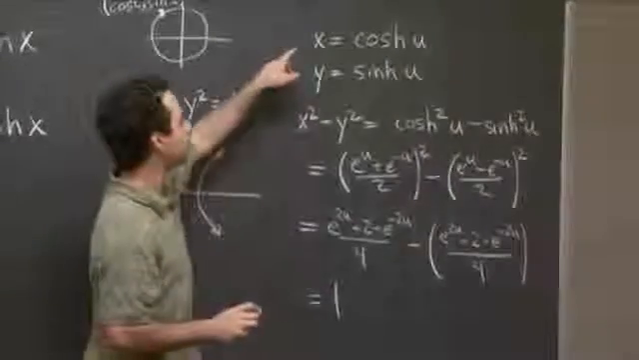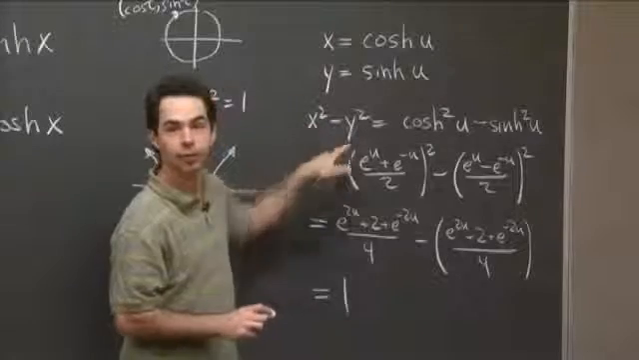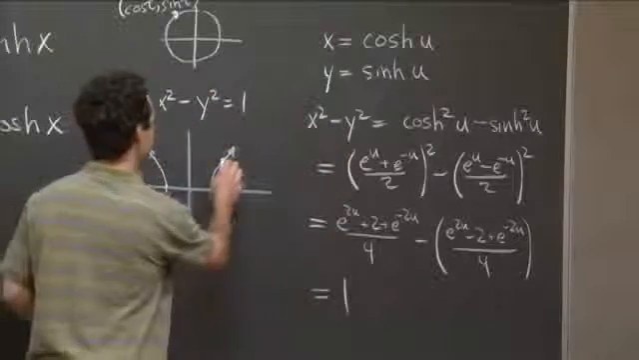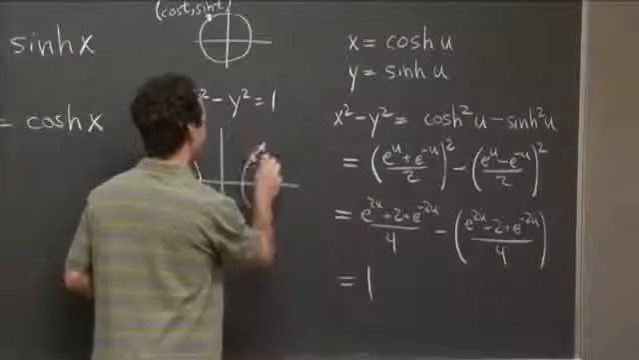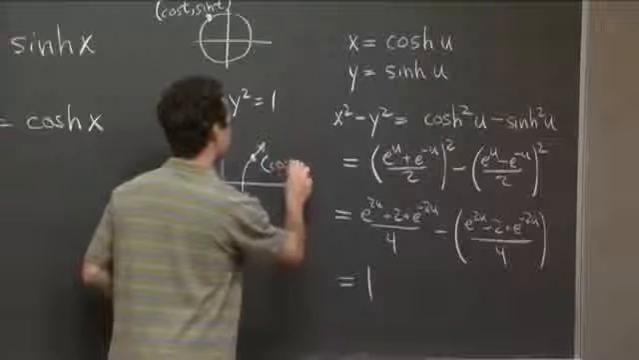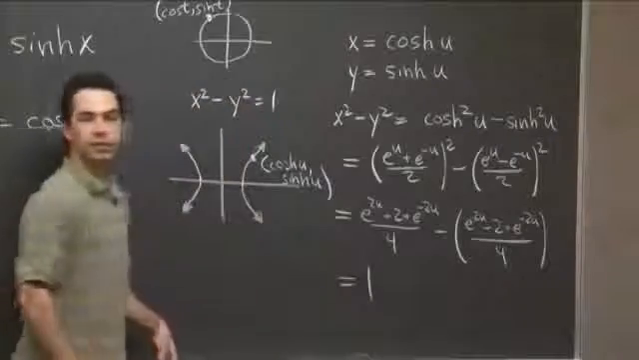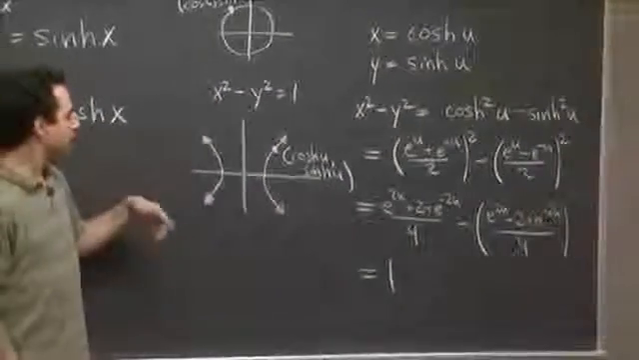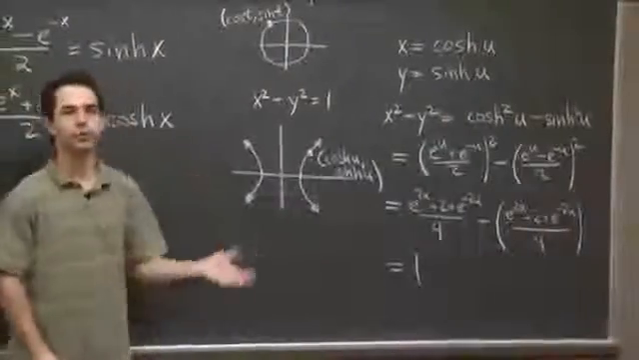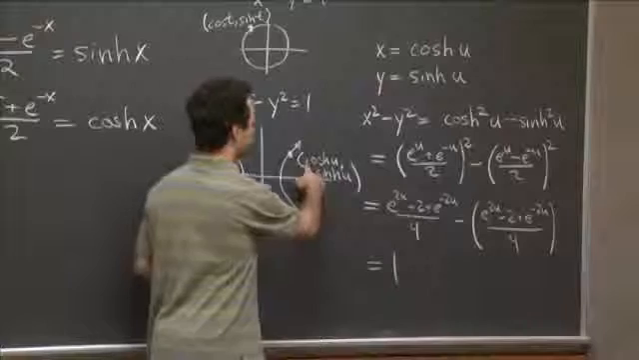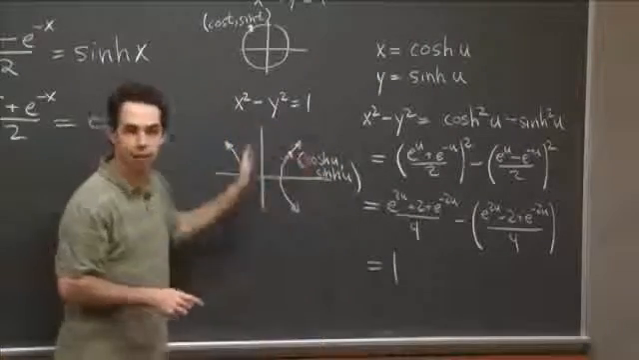So if x is equal to cosh u and y is equal to sinh u, then x squared minus y squared is equal to 1. So if we choose a point (cosh u, sinh u) for some u, that point lies on this hyperbola. And what's also true is the reverse statement. If you let u vary through the real numbers and ask what happens to this point (cosh u, sinh u), the answer is that it traces out the right half of this hyperbola.